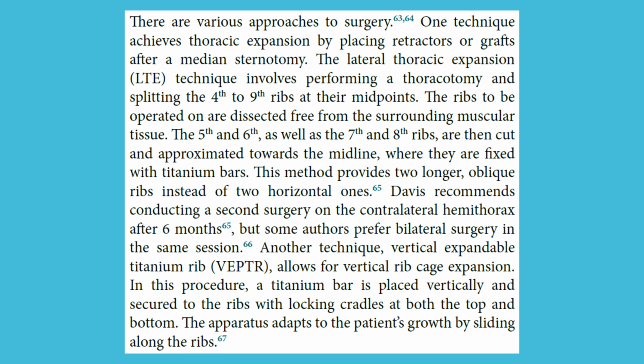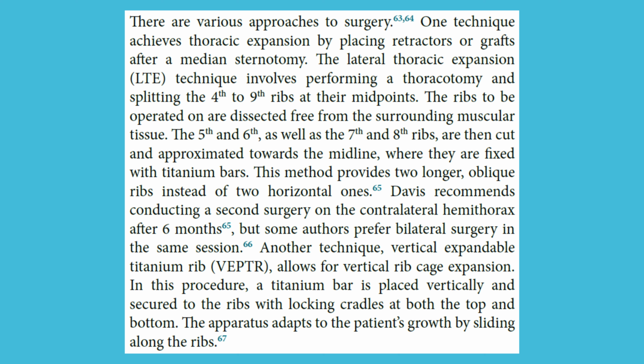There are various approaches to surgery. One technique achieves thoracic expansion by placing retractors or grafts after a median sternotomy. The lateral thoracic expansion (LT) technique involves performing a thoracotomy and splitting the 4th to 9th ribs at their midpoints. The ribs to be operated on are dissected free from the surrounding muscular tissue. The 5th and 6th, as well as the 7th and 8th ribs, are then cut and approximated towards the midline, where they are fixed with titanium bars. This method provides 2 longer oblique ribs instead of 2 horizontal ones.